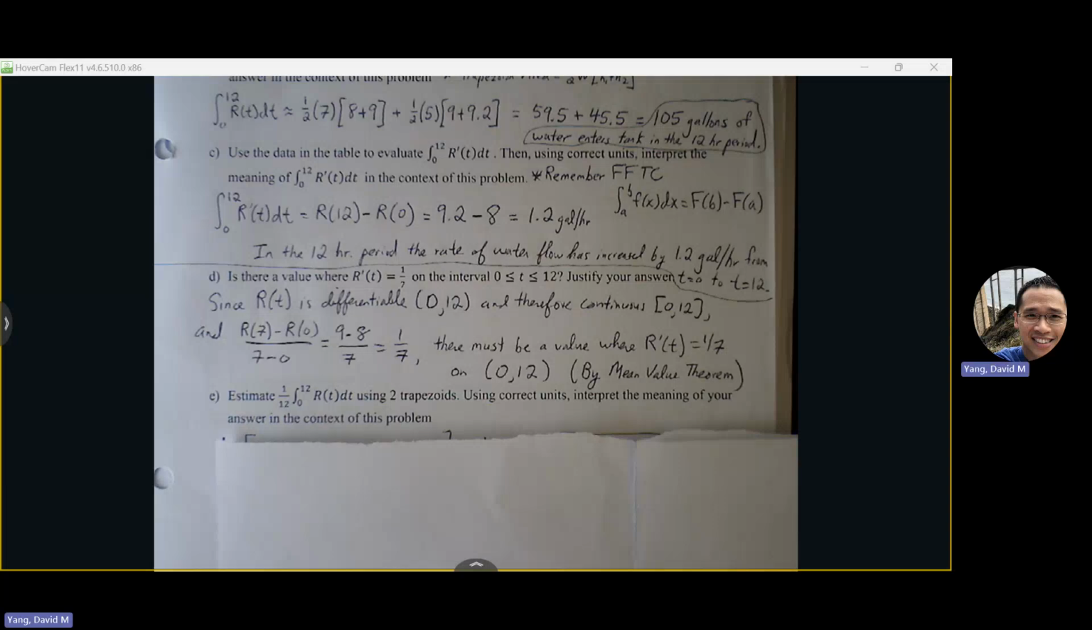Since R of t is differentiable and therefore continuous, and we're showing that there is a slope of 1/7, we can guarantee there must be an R prime equals 1/7 as well on that interval.